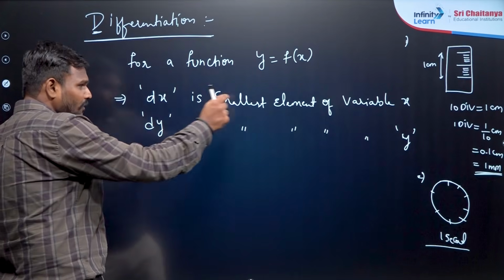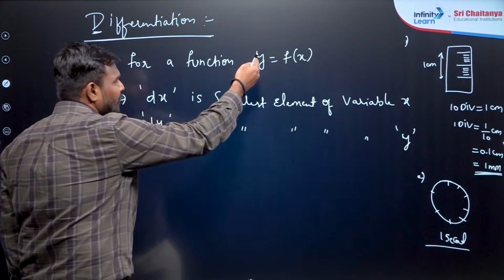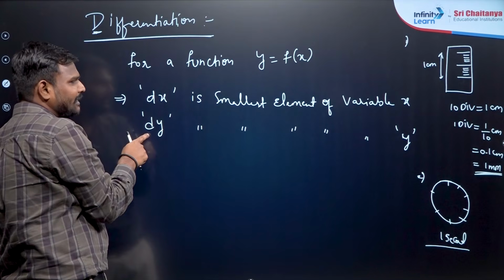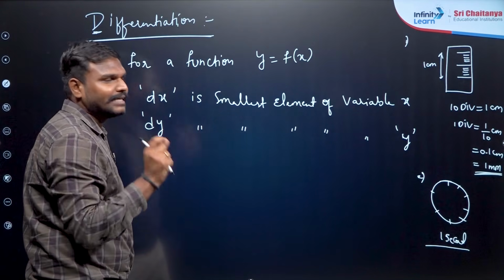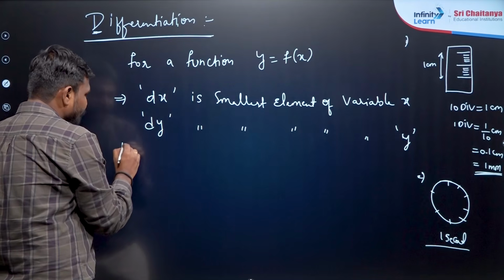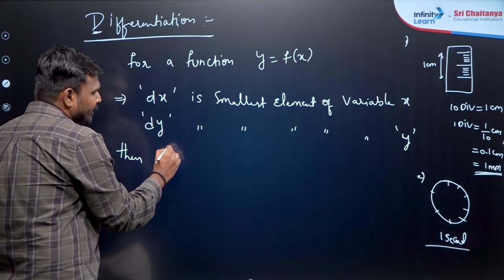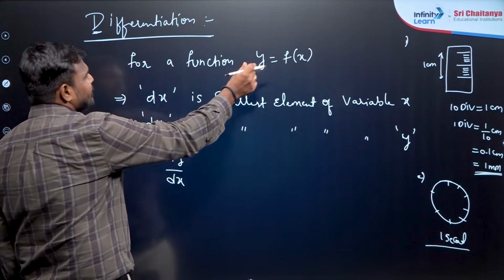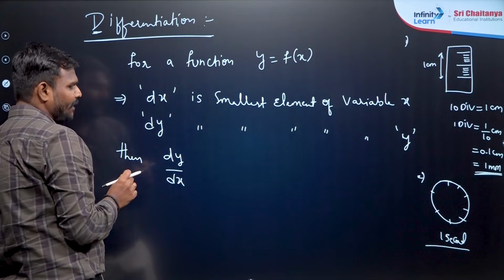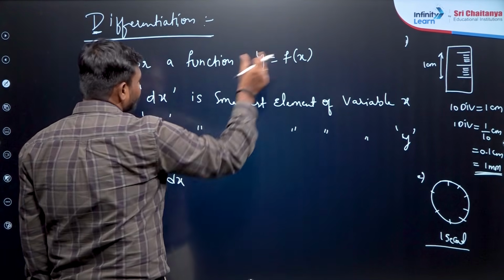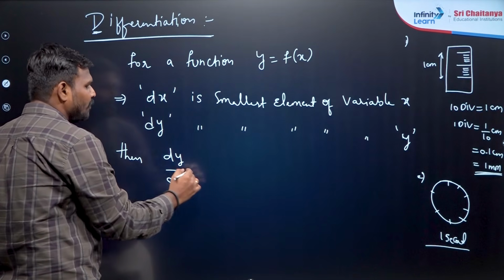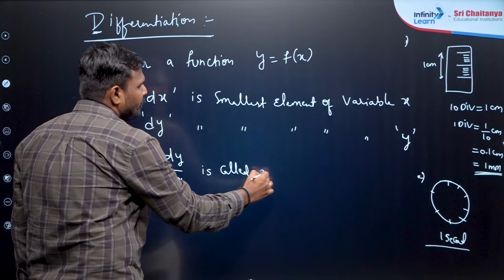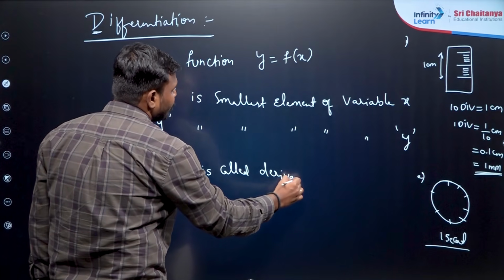Next, if y is your variable, then if you put a small d in front of this letter, we are talking about the smallest element in that variable. Then dy by dx, that is small change in the dependent variable divided by small change in the independent variable, dy by dx is called the derivative of the function.